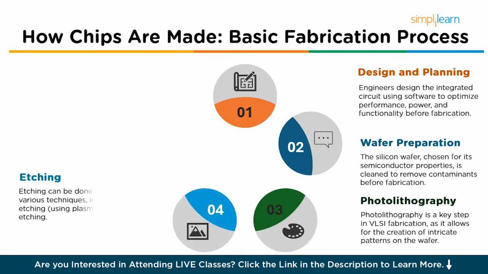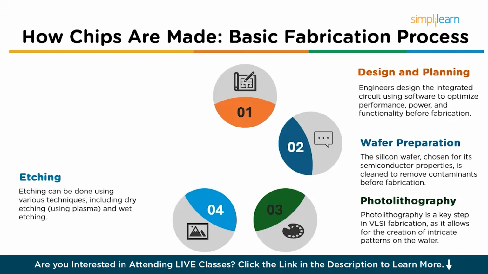The fourth one is etching. After the photolithography step, the wafer undergoes an etching process to remove unwanted portions of the photoresist and underlying materials. Etching can be done using various techniques, including dry etching using plasma and wet etching using chemicals. The remaining material forms the transistor gates and other components of the ICs.